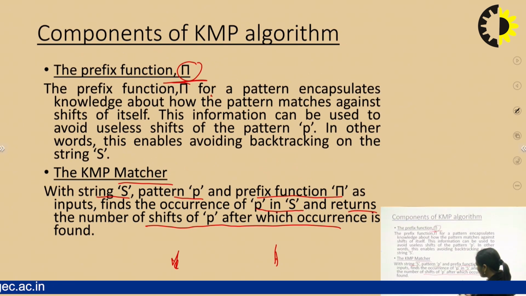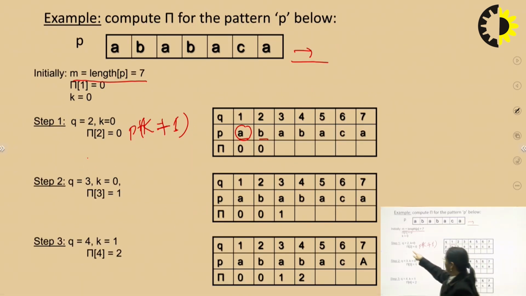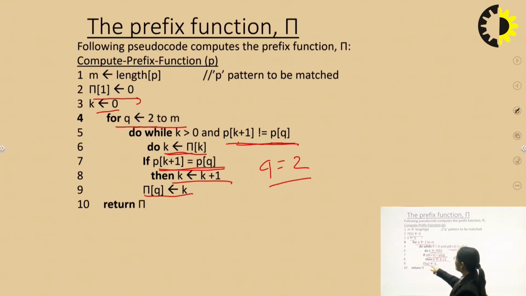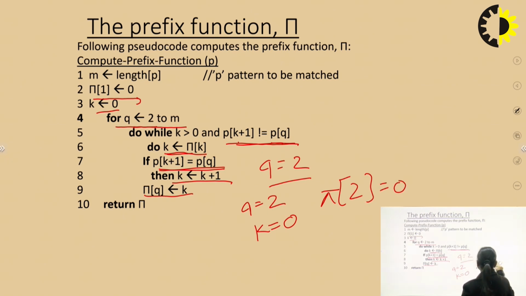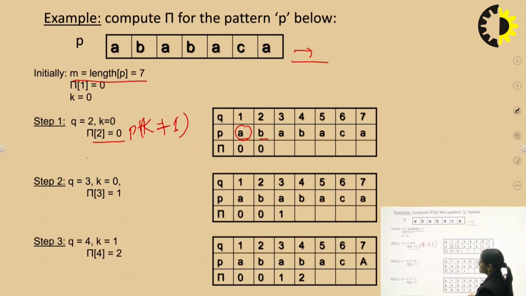So we have to put here pi[2] equal to 0. According to our algorithm, pi[q] equals k, and here q equals 2 and k equals 0. So we have to put pi of 2 equal to 0. In this case we have put pi[2] equal to 0 in our table, that is the prefix function. Then we have to move forward.